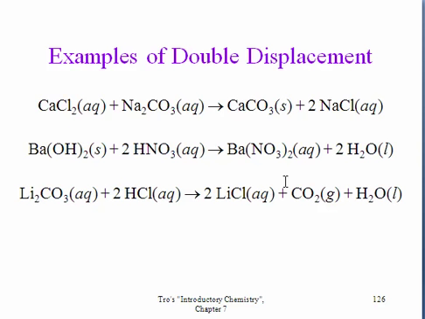Here are some other examples of double displacement. We see that ionic compounds or electrolytes are always reactants, and then over here we have switching of our ions. So here we have calcium, and now it's with carbonate. Here we have barium, originally with hydroxide, now with nitrate. Here we have lithium, originally with carbonate, now with chloride. So these are all examples of double displacement. And by the way, double displacement reactions are not redox reactions. So if you identify something as double displacement, it's not a redox.